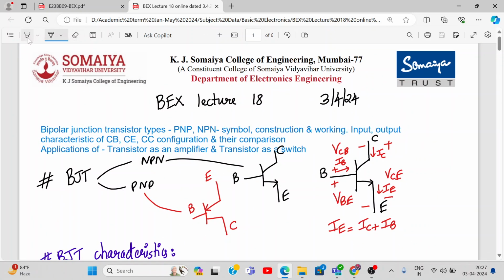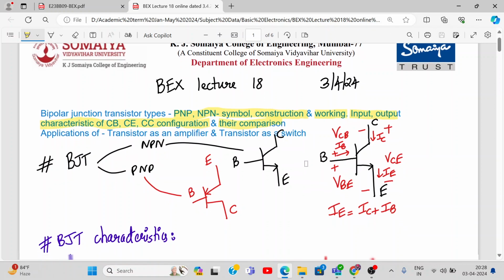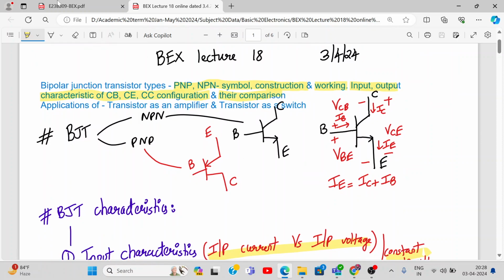So how much I have covered, I'll show it to you. Today morning I have revised these symbols, construction, working. I'll give it to you how to write it. Then input output characteristics we have discussed just now for CB, CC and CE, and their comparison. I'll give it to you. Then application of BJT as an amplifier and as a switch, I'll just now cover it. So this part is covered to you. Agree? Now we'll go to how to study this.